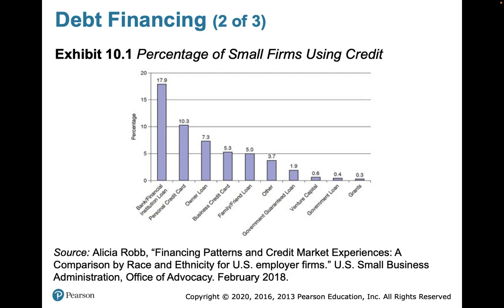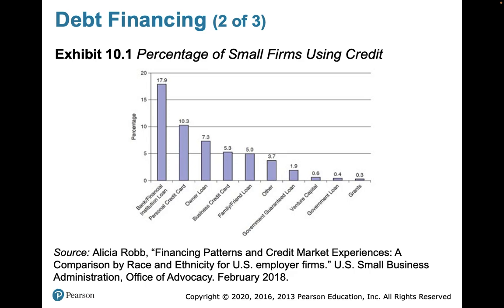Okay, this is just the data, which is the financing partners and credit market experience, a comparison by race and ethnicity for the US employer firms, from the Small Business Administration. So you can take a look at the different ways people borrow money.